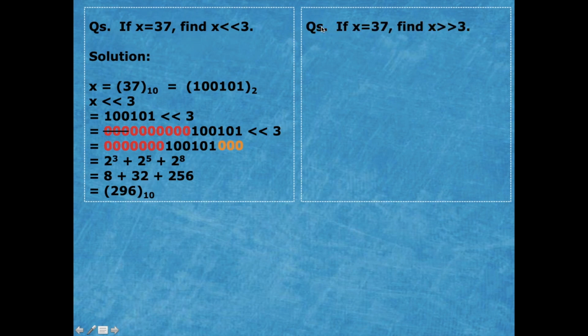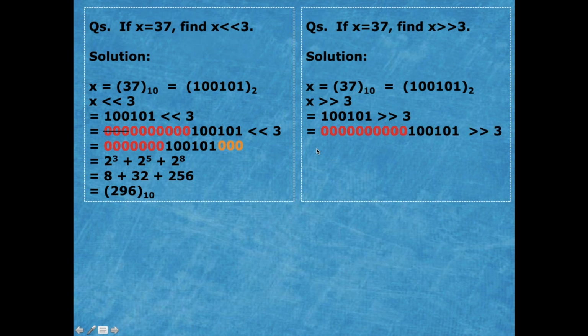Now let's do one question on right shifting. If x is equal to 37, find x right shifted by 3 bits. So once again, this is x. So x right shifted by 3 bits is this, which in turn is this. Okay, now it is simple to understand. In left shift, you erase the bits from left and you add 0, 0, 0 on the right side. In right shift, you erase the bits from right and you add zeros on the left. Because it is shift by 3 bits, you will delete 3 bits on the right side.